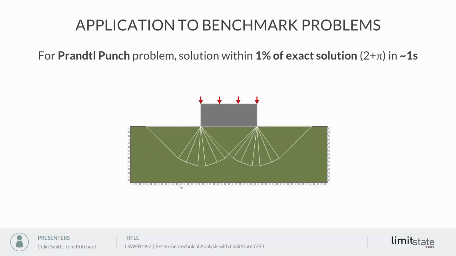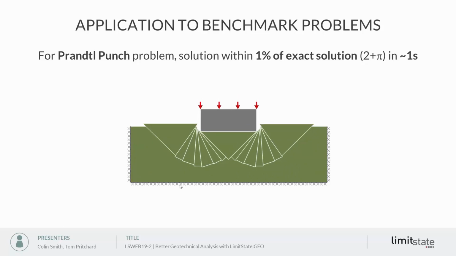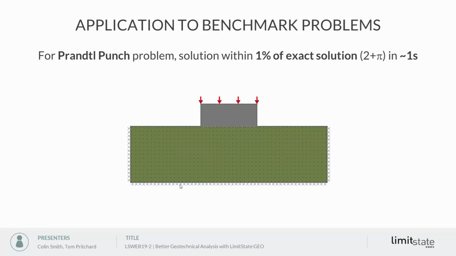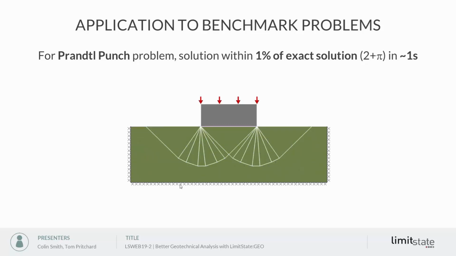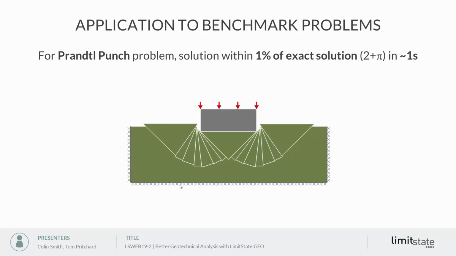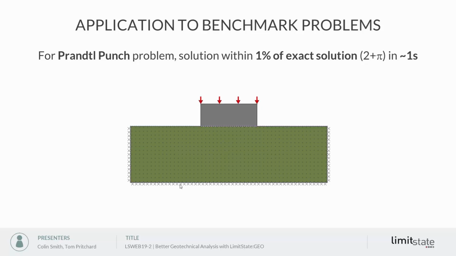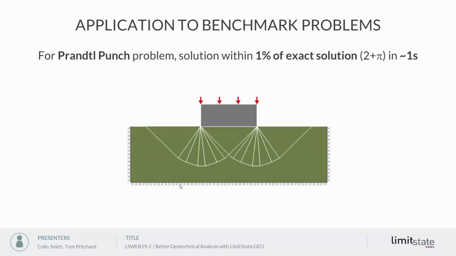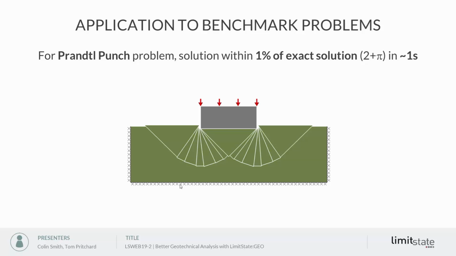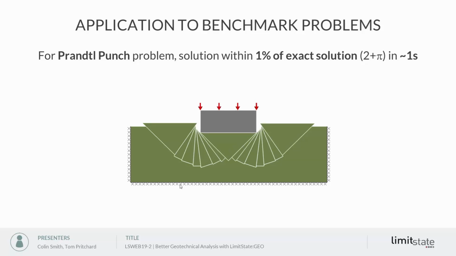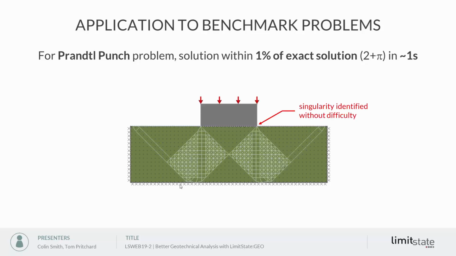The software is extensively tested. Every time the software is altered, it runs hundreds and hundreds of tests to make sure that it is doing the right thing. Many of these are available on the website, and you can look at those and see the results. So here's one example of the classic sort of Prandtl punch or footing on a clay soil, and it gets to within 1% of the exact solution in less than a second.